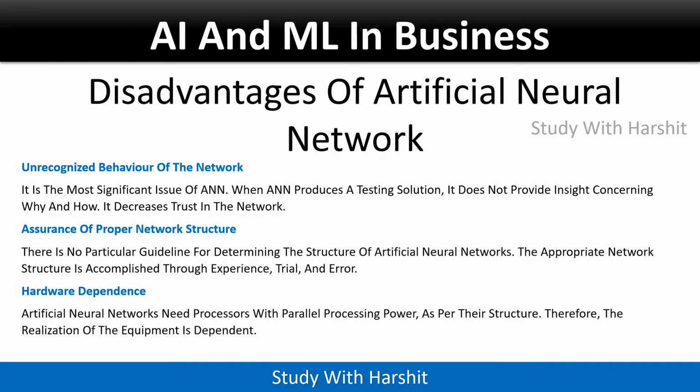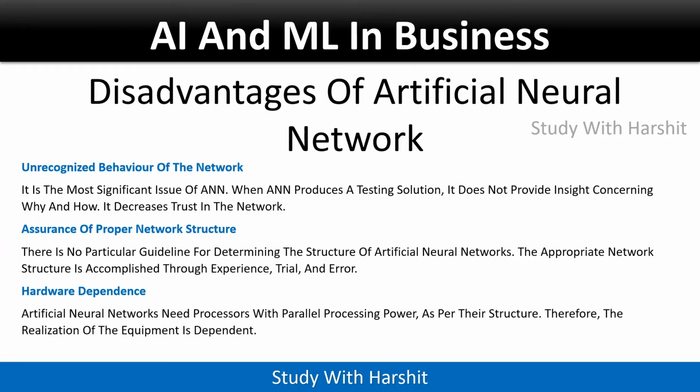Disadvantages of artificial neural network. Unrecognized behavior of the net. It is the most significant issue of ANN. When ANN produces a testing solution, it does not provide insight concerning why and how. It decreases trust in the net.